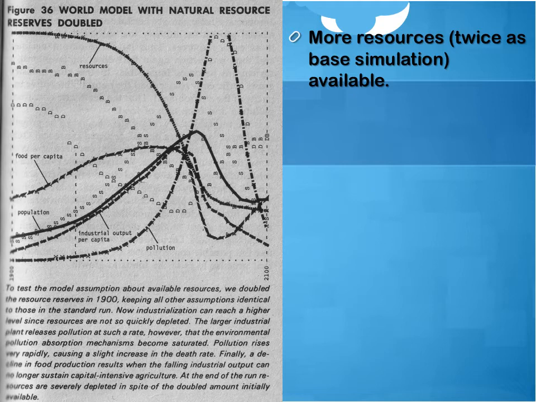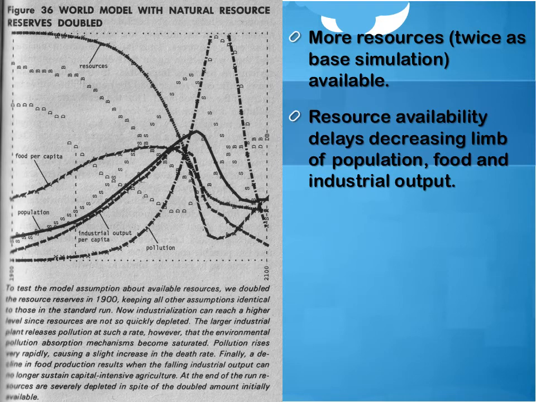there's more resources, and in this particular simulation of the model, there were twice as many as the base simulation that was presented before. Essentially what happens is that the resource availability delays the decreasing limb of population. So even if you have twice as many resources, and that's what the model simulated, you end up in a situation where resources are going to be depleted. Of course, they get depleted later on, so there's a delay.